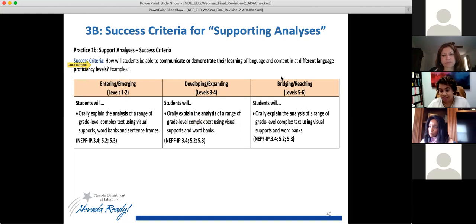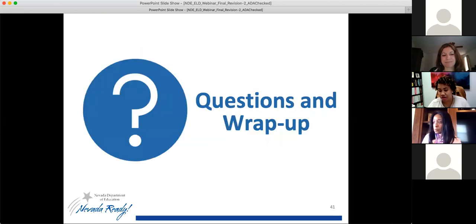And so that is pretty much the ELD framework for English language arts. In a nutshell, right now, I think it would be important for us to ask some questions and really just collaborate with one another regarding what you're doing, and then also share out some ideas with one another.